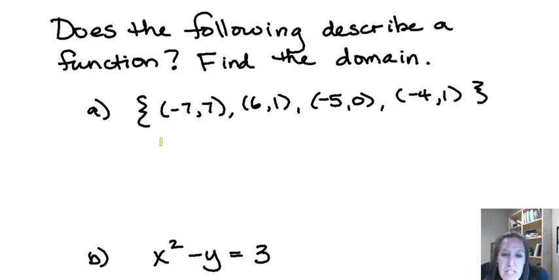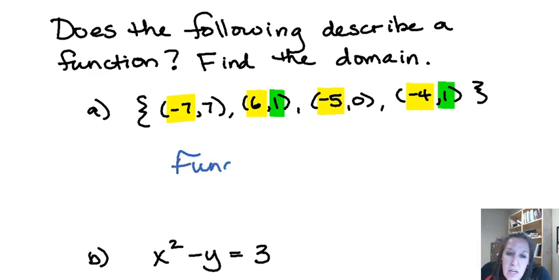So we have the point (-7, 7), the point (6, 1), the point (-5, 0), and the point (-4, 1). We're looking at our x values there: the -7, the 6, the -5, and the -4. If they are not repeated and we've only got one y value on each point, then it will be a function. Now notice we do have a y value that is repeated. We've got a y value that's 1 on both of them. That does not affect whether or not something is a function. And so this first one will be a function.